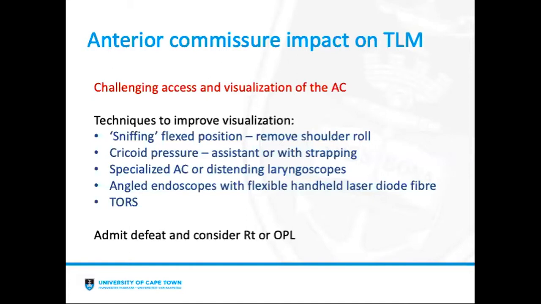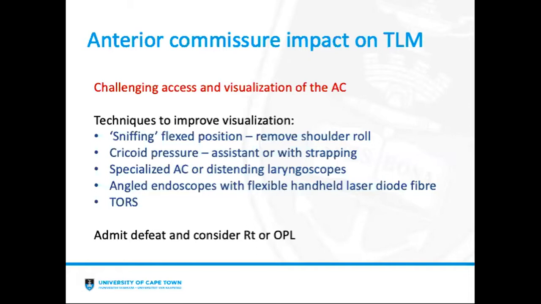Techniques described to improve visualization and access to the anterior commissure include removal of the shoulder roll and moving the patient from extension into the so-called Boyce-Jackson or sniffing position with the neck slightly flexed, thus straightening the C-spine and potentially improving visualization. Cricoid pressure can help, either provided directly by an assistant or by downward pressure applied by strapping or anchored to the bed.